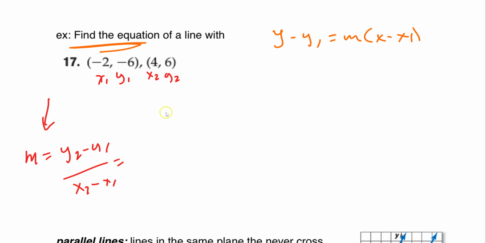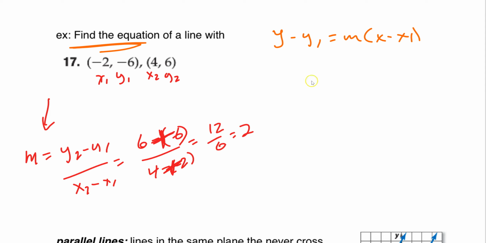Plug your values in. 6 minus negative 6 over 4 minus negative 2. A lot of double negatives going on here. I get 12 over 6, or just 2. So that's my slope. Now it doesn't matter which points you plug in for x1 or y1. It does not matter. I'm just going to keep it simple.